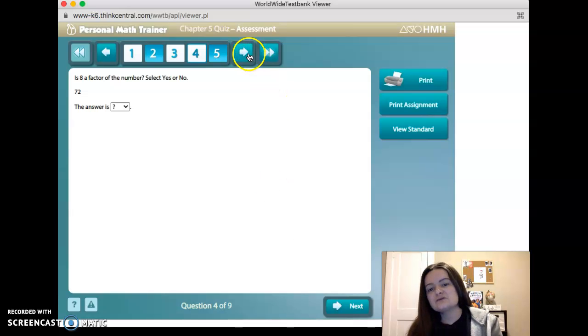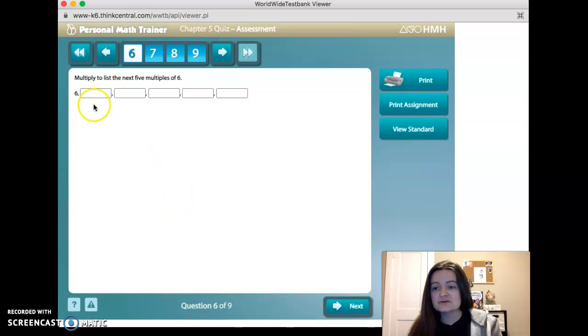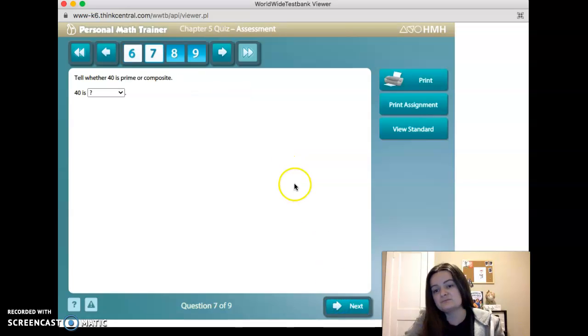Okay, and you're going to get a few more questions asking about the factor. And then when you get to this one, this is when you have to list common factors for 2 numbers. So you're going to factor 25 and 75, and see what factors they share in common. You're going to list them here. There are only 3. And the next one, you're going to list the next 5 multiples of 6. So 6 times 1 is 6, 6 times 2 is 12, 6 times 3 is 18, 6 times 4 is 24, 6 times 5 is 30, and 6 times 6 is 36. You list it there, go to the next one.